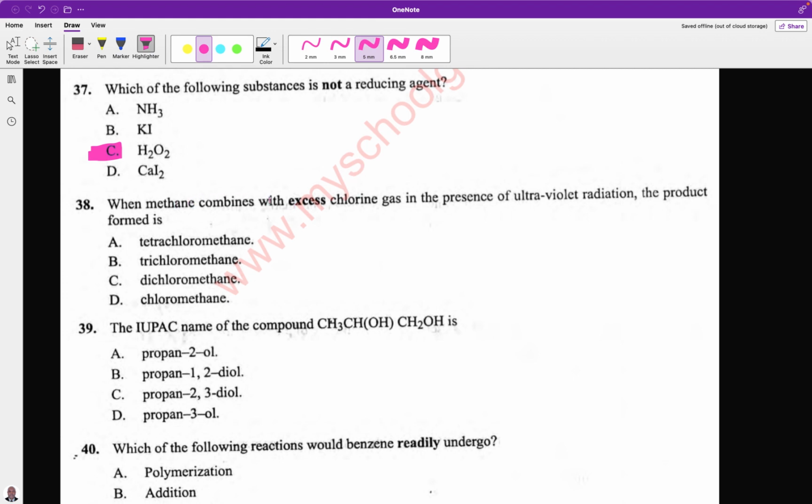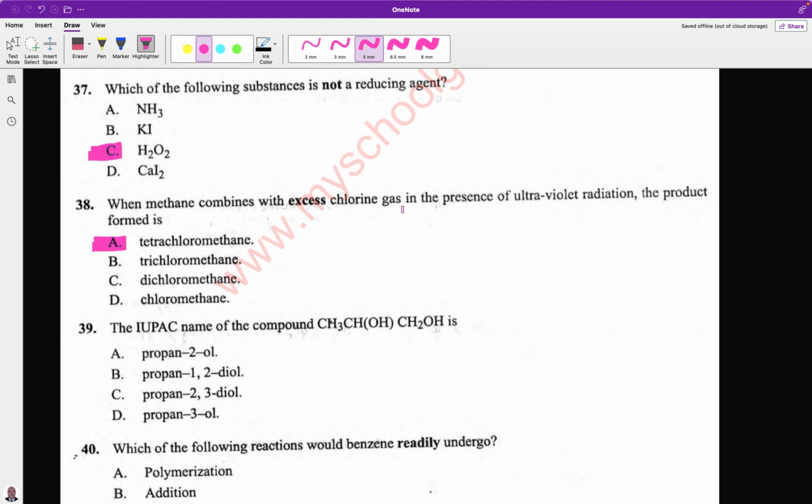So when methane combines with excess chlorine gas in the presence of UV radiation, the product formed is tetrachloromethane. Correct. Trichloromethane, dichloromethane, chloromethane are not. Our answer is A, because all the hydrogen have been completely substituted.